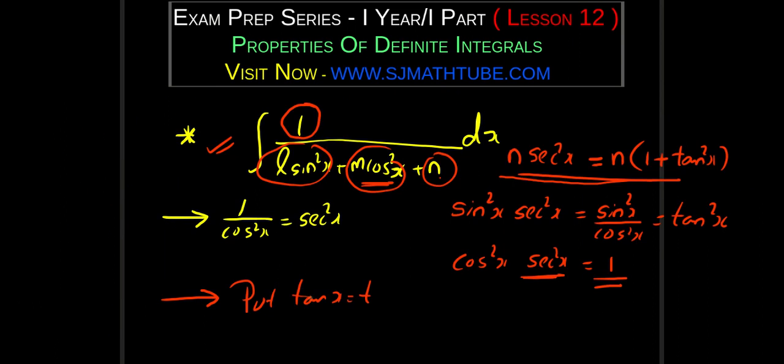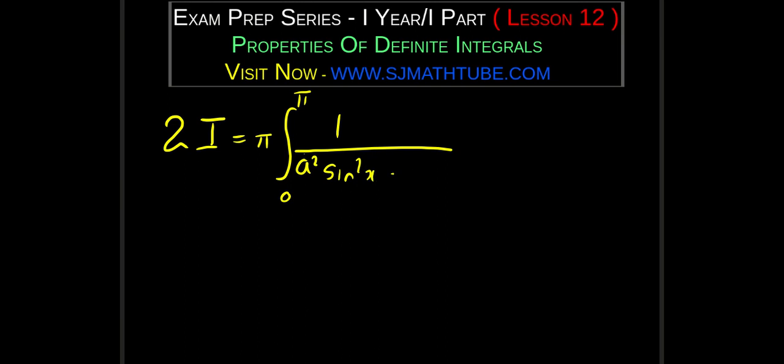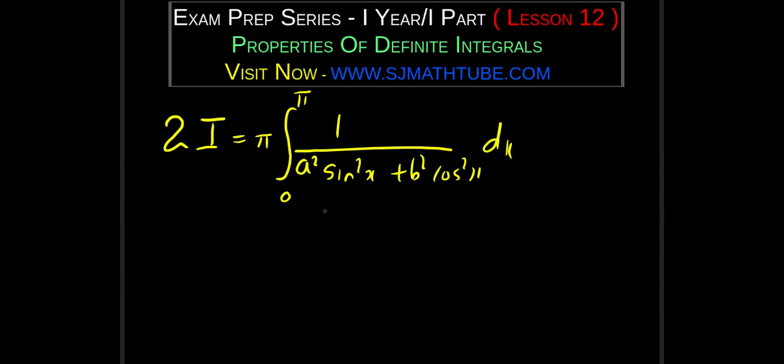Okay, now let's start. So I get 2I equal to integral 0 to pi. The numerator is pi, so I put it over here. 1 by a square sine square x plus b square cos square x dx. I hope you remember the introduction I gave you. Whenever you have a standard integral like this, the first thing to do is multiply throughout by sec square x. I think it's time to write I is equal to pi by 2.